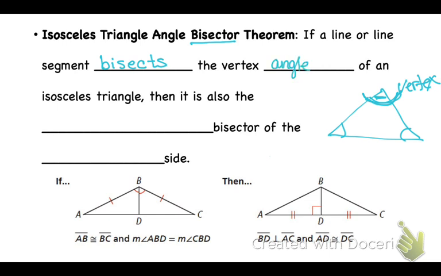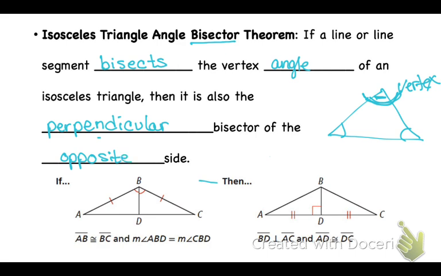So, the vertex angle of an isosceles triangle, then it is also the perpendicular. What's perpendicular mean? Perpendicular means they meet at a 90-degree angle. Yes. Perpendicular bisector of the opposite side.